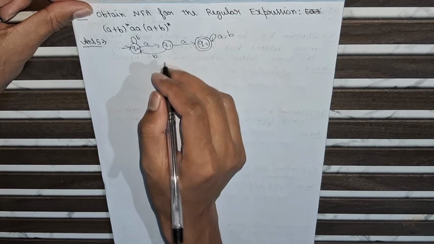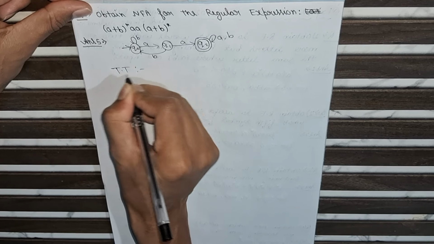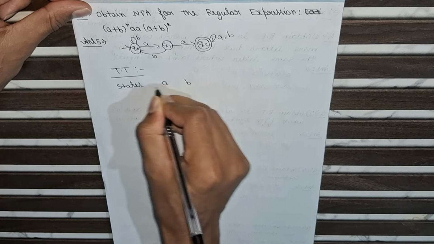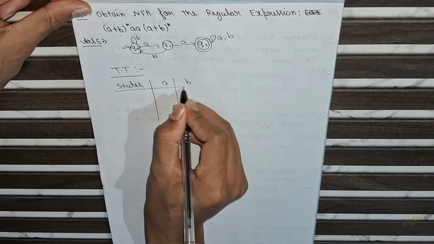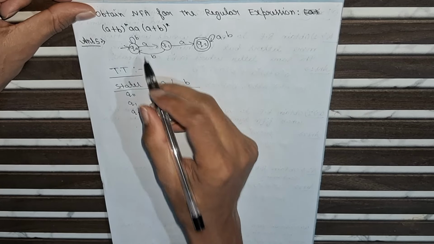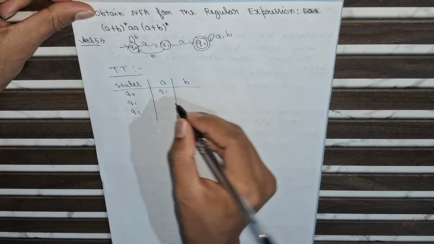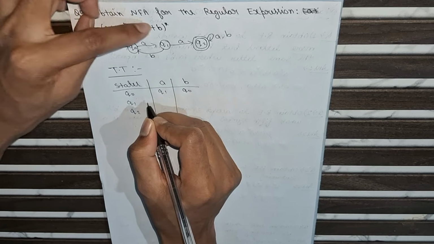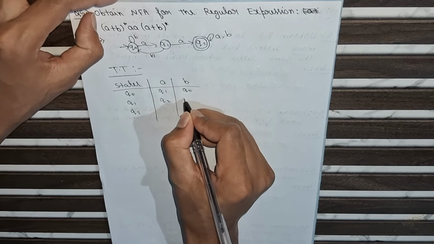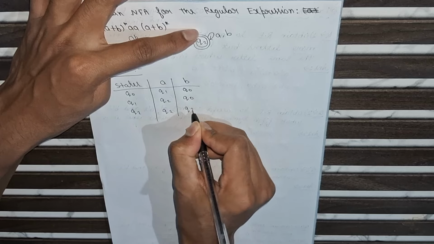So now we will make the transition table for this transition diagram. Transition table: states, input symbols A and B, and q0, q1 and q2. q0 with the input symbol A is going to q1, and at q0 with the input symbol B it's a self loop q0. q1 with the input symbol A goes to q2, and q1 with the input symbol B is going to q0, and q2 is a self loop q2.